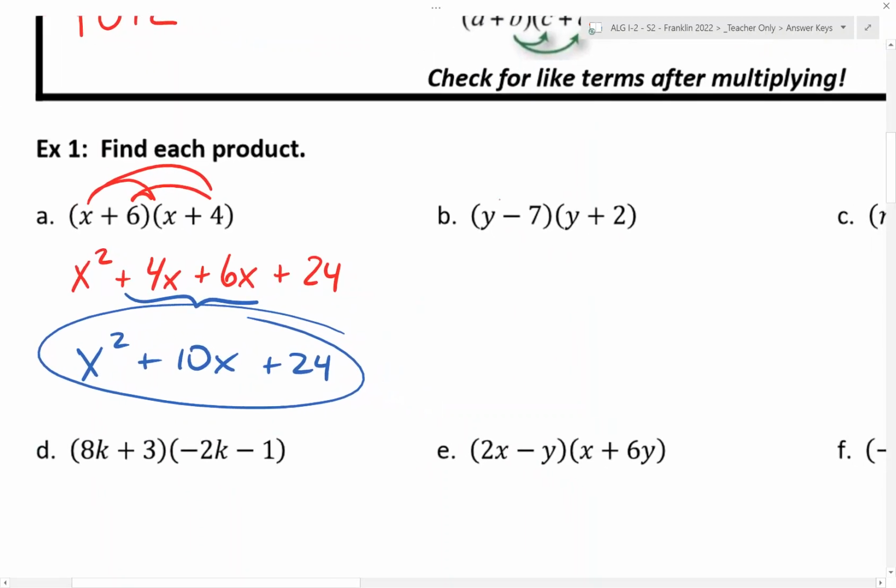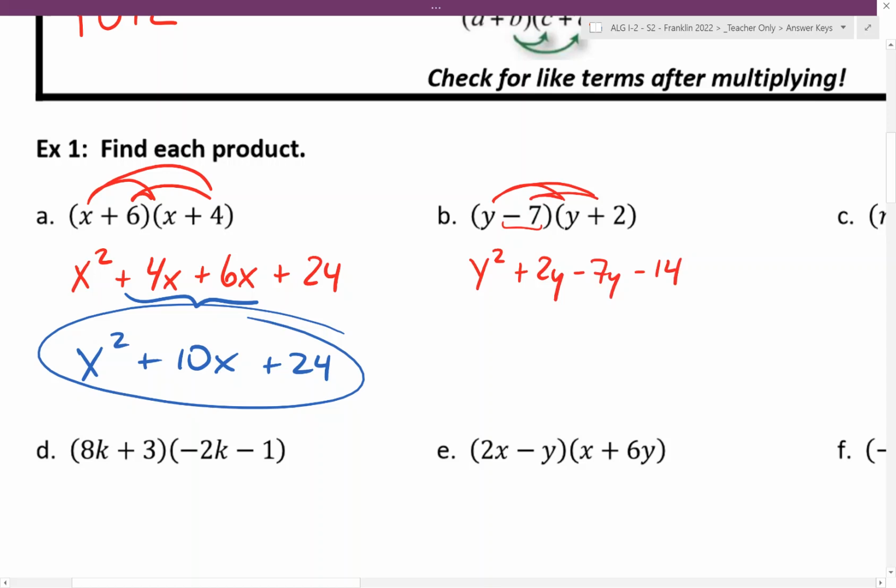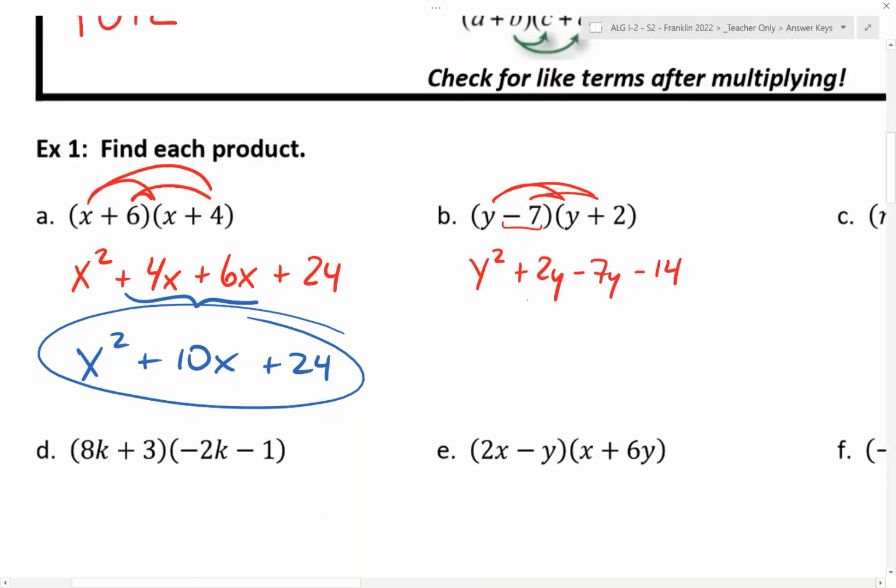Example B, y times y, that's y squared. Y times 2 is a positive 2y. Negative 7 times y, make sure that negative stays there. That's a minus 7y. And then negative 7 times 2 is minus 14. Then combine those like terms, so y squared, 2 minus 7, that's negative 5y, minus 14.